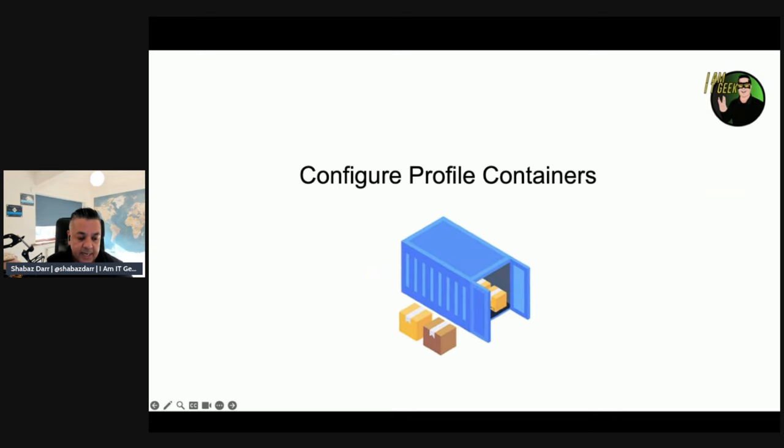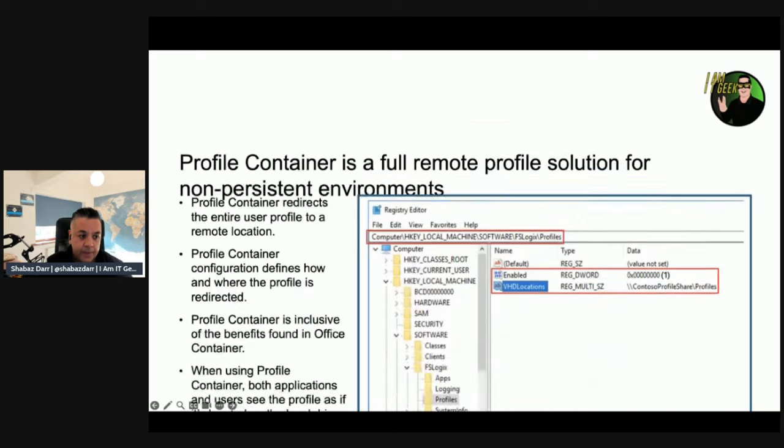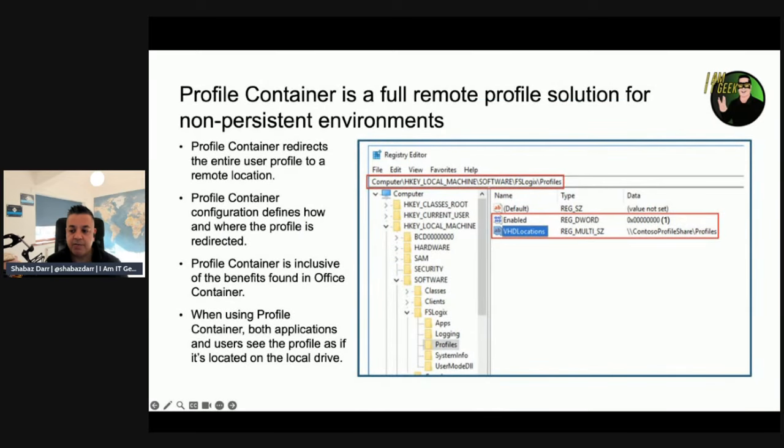Let's talk about configuring profile containers now. We have done the demo for this already, but profile container is a fully remote profile solution, as we've mentioned, and it's for non-persistent environments. It allows you to redirect the entire user profile to a remote location. It defines how and where the profile is redirected to. It's inclusive of the benefits found within Office containers, and both applications and users see the profile as if it were on a local drive. We've mentioned all these things already. From a registry entry perspective, it's HKEY_LOCAL_MACHINE, Software, FSLogix, Profiles. The two entries that are required are to enable it, making sure you have a DWORD data value of one, and also the VHDLocations. That's normally the user file share that you create.